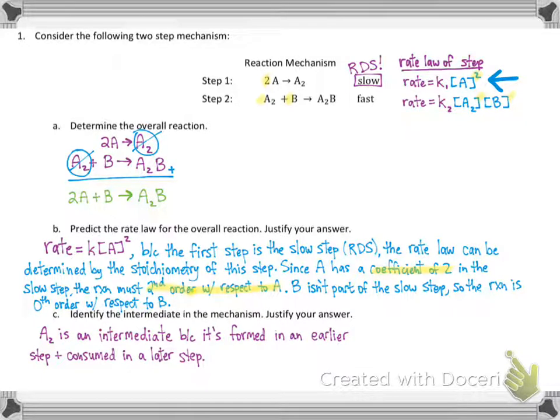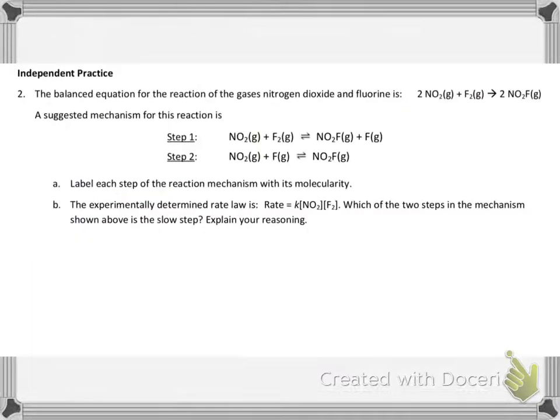All right, so that's the basic idea for the kind of questions you could be asked when you're talking about a reaction mechanism and identifying the rate law and looking at intermediates. So let's try one more practice problem and then you shall be free. Well, till the next video, of course. Okay, so here is a given reaction and a suggested mechanism. The first thing you're going to do is label each step of the reaction with its molecularity. Then they tell you, here's the experimentally determined rate law. Well, if that's the experimentally determined rate law, which of the two steps must be the slow step?